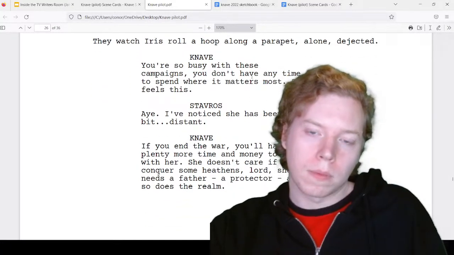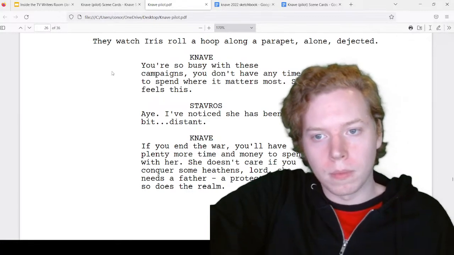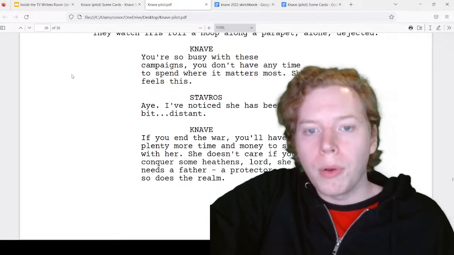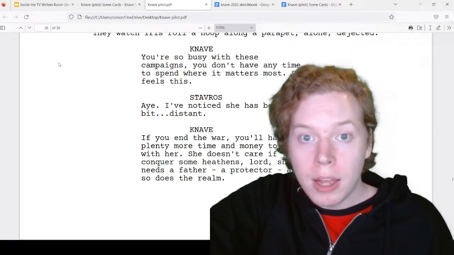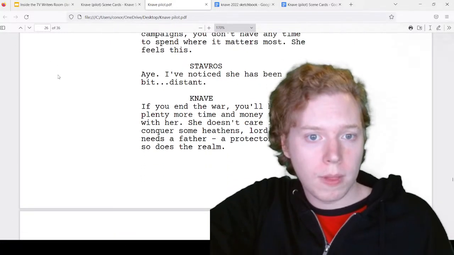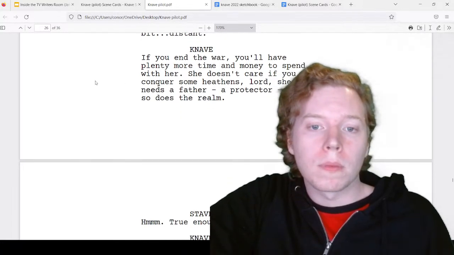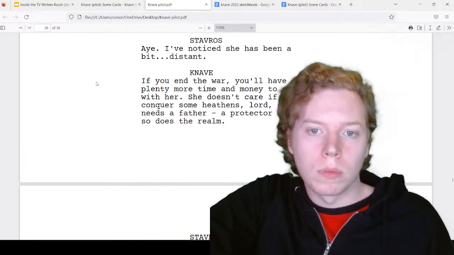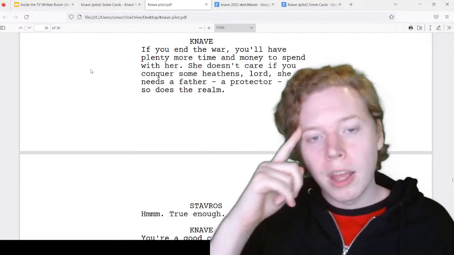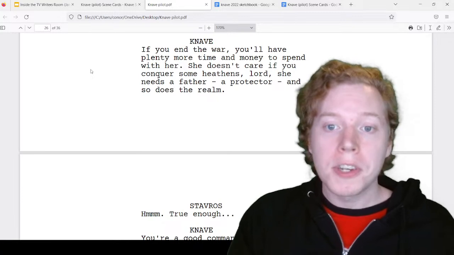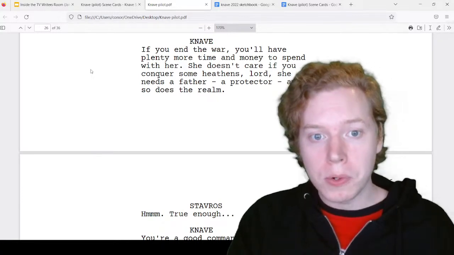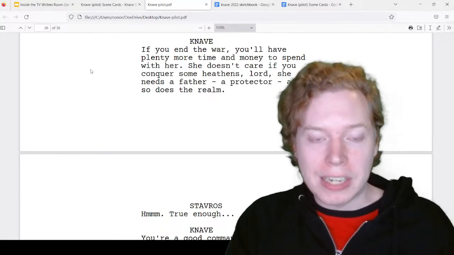They watch Iris roll a hoop along a parapet, alone, dejected. You're so busy with these campaigns, you don't have any time to spend when it matters most. She feels this. Aye. I've noticed that she's been a bit distant. If you end the war, you'll have plenty more time and money to spend with her. She doesn't care if you conquer some heathen's lord. She needs a father, a protector, and so does the realm.